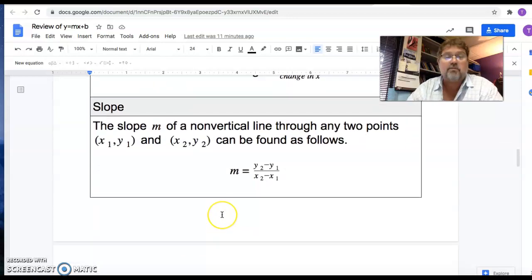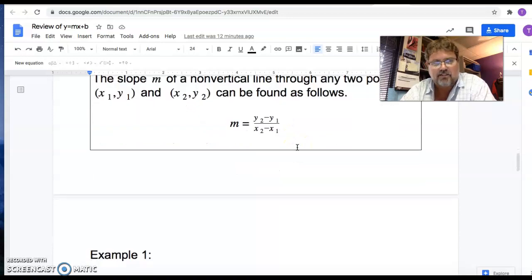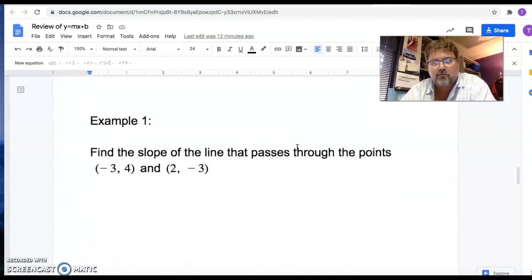All right, now I know you guys remember doing this too. The slope m of a non-vertical line through any 2 points, and they're just giving you generically ordered pairs here, can be found as follows: y2 minus y1 divided by x2 minus x1. Make sure when you use this formula that y is in the numerator, x is in the denominator. I can't tell you how many students I've run into who get it upside down or backwards, and it's always wrong, okay? So we'll practice that in just a minute using our formula. In fact, we'll do one right now.